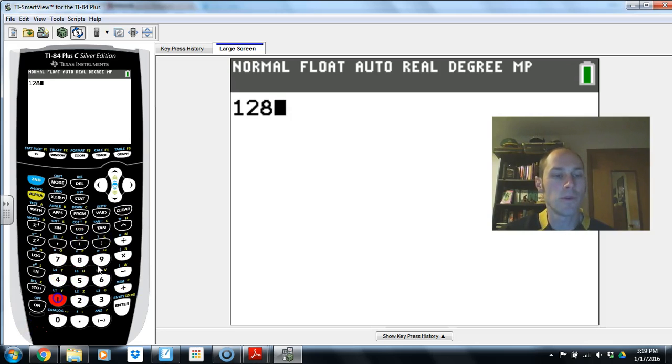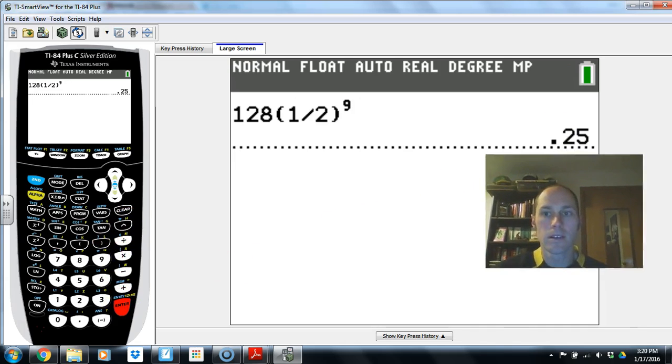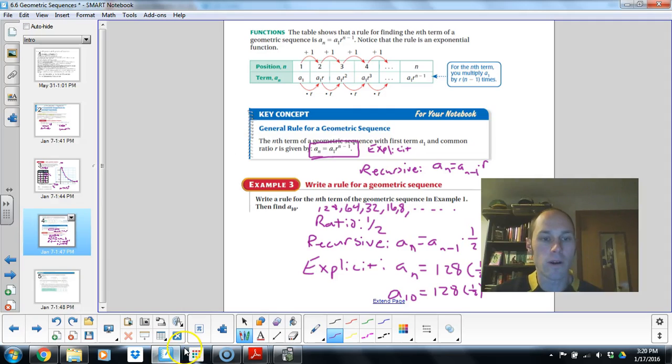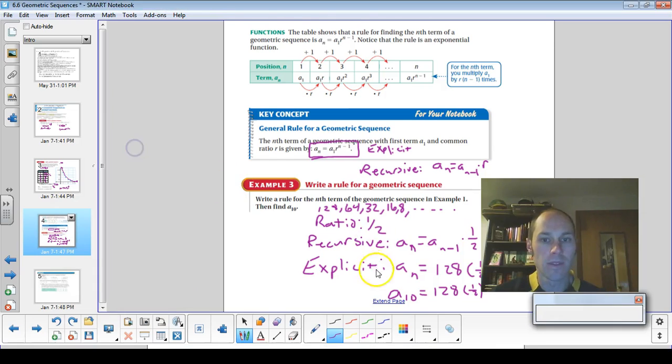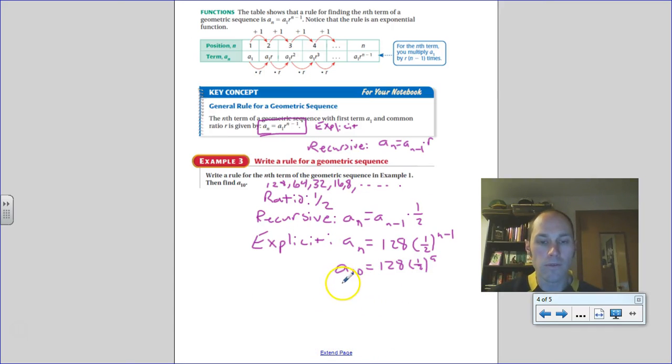128 times 1/2 to the 9th power. Oops, forgot a parenthesis there. So times 1/2 to the 9th power gives me a value of 0.25, or 1/4. So the 10th term would be 1/4. That's how we find that. So we're basically applying what we know about exponential functions, but using it in the context of a sequence.